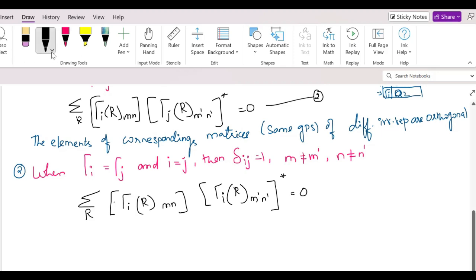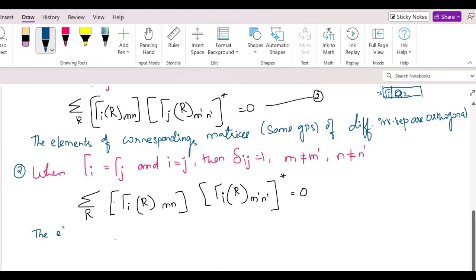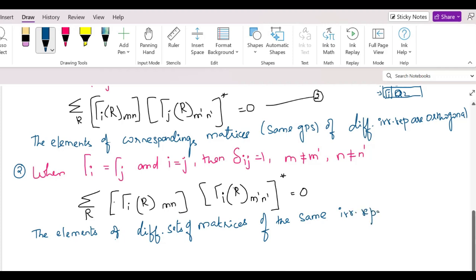Now here what is it? What is this? It is representing the elements of matrices. Okay, the elements of matrices which will be of different sets of matrices which will be belonging to the same irreducible representation, of the same irreducible representation, or orthogonal.